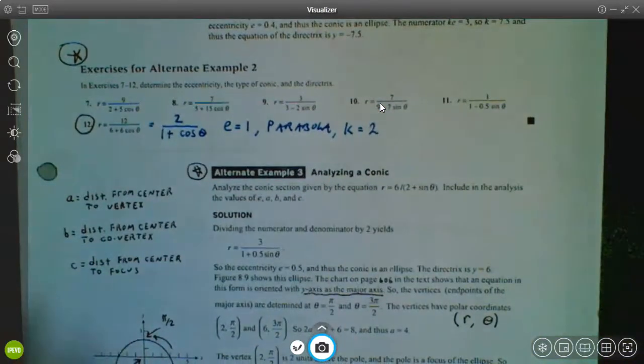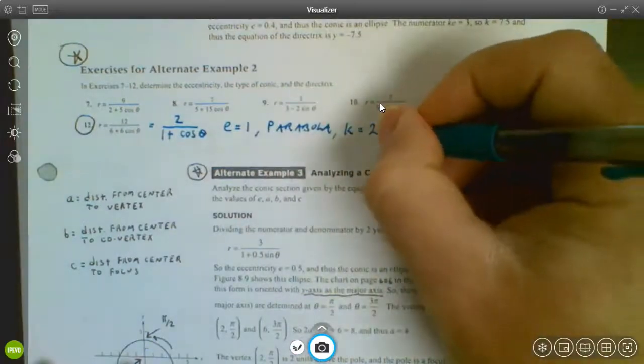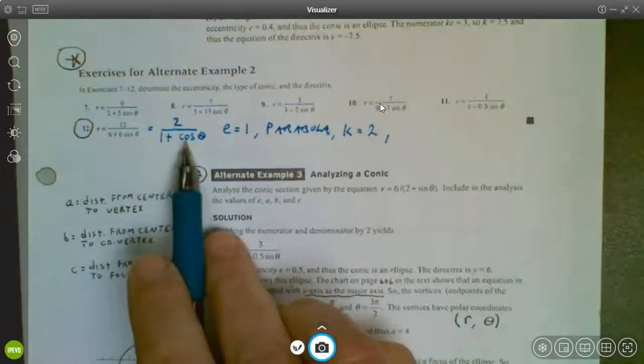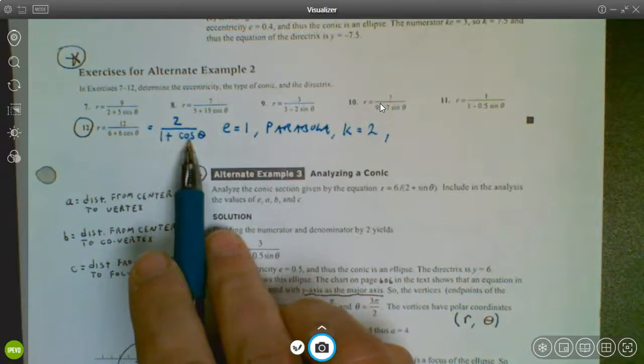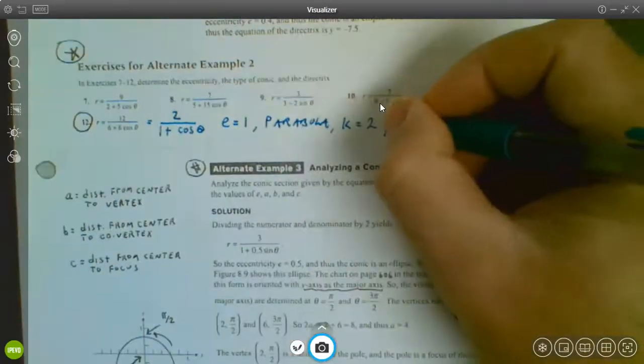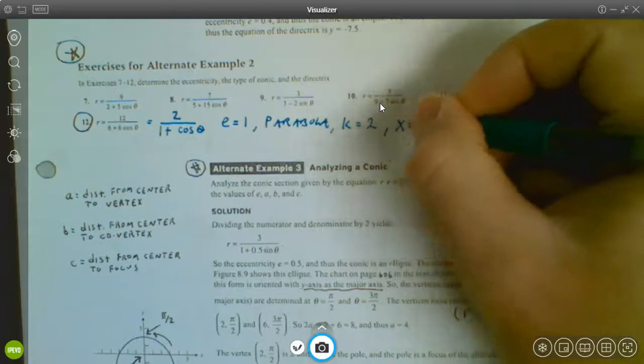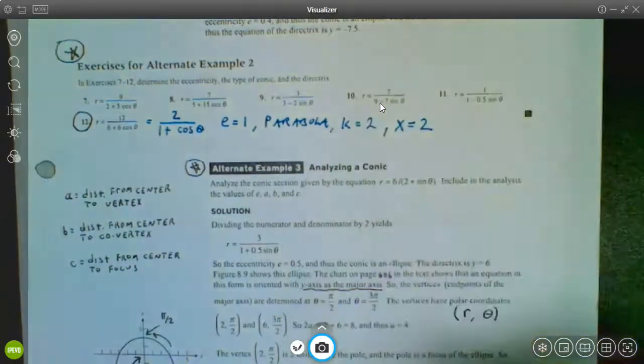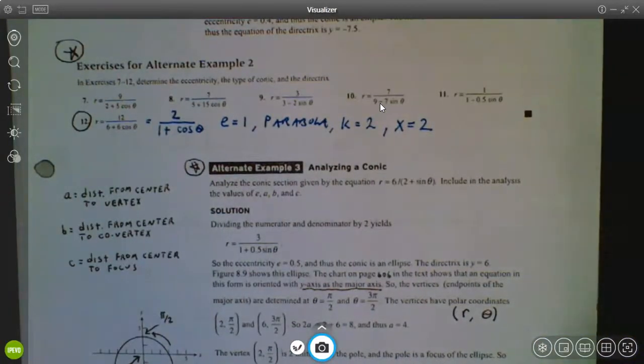So that's my K value. As far as the equation of the directrix, if this is opening left or right, I know that my directrix needs to be the equation x equals something. And if this is positive, then x equals positive K is the equation of our directrix. So those are the four things that we should be able to pull out of those equations.